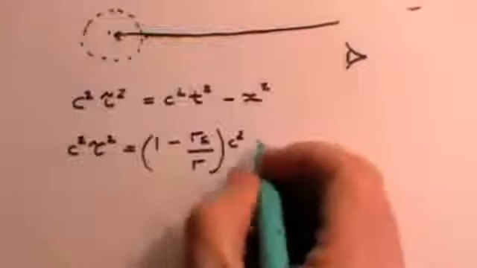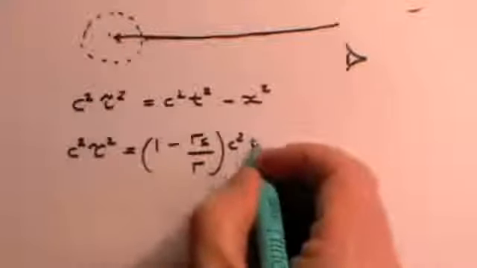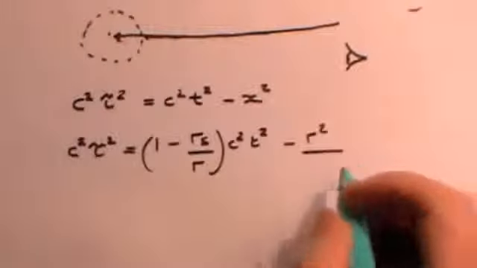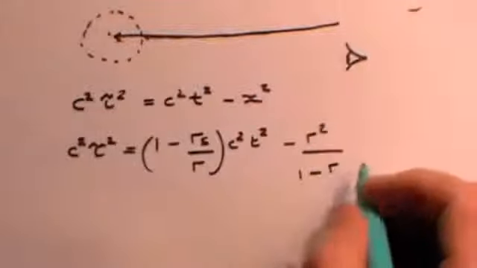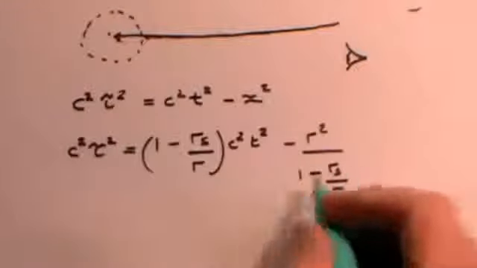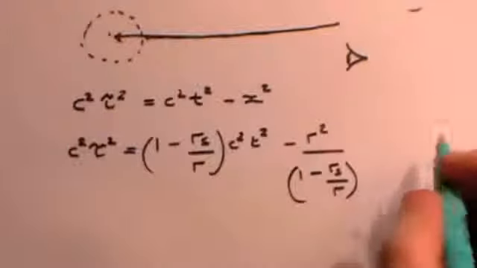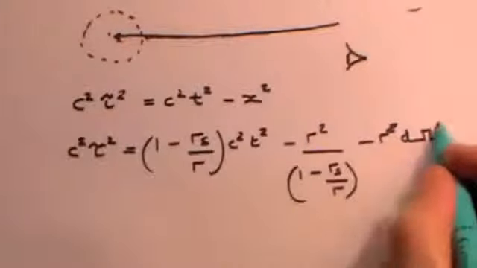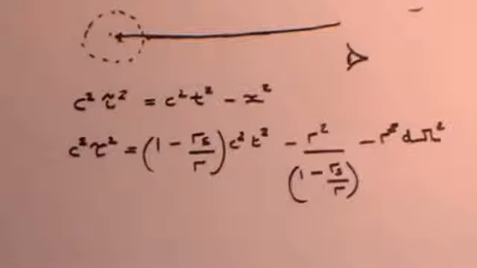times c squared t squared, minus r squared over (1 minus rs over r), minus r squared d omega squared, where d omega is just a shorthand. It's a combination of thetas and phis, which I don't need to go into now because that's not going to be relevant to what I'm going to show you. But you can see a kind of similarity with this term and this term.